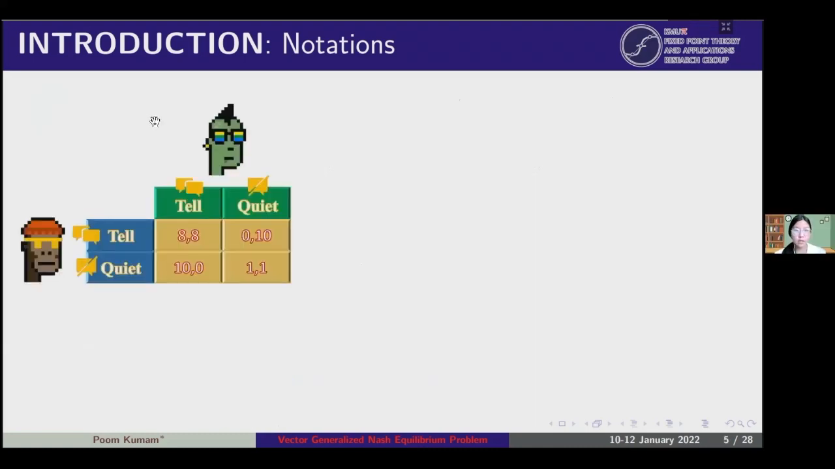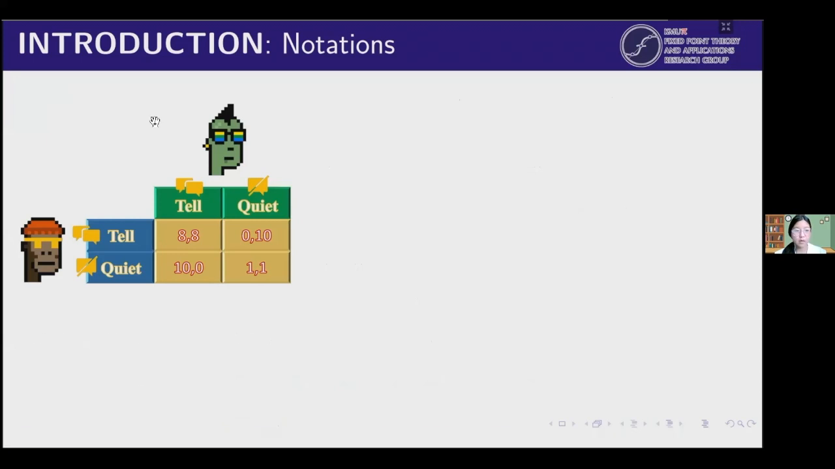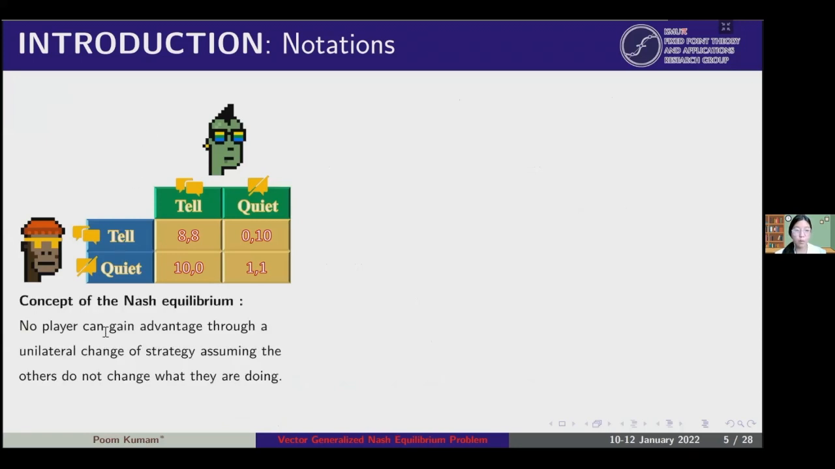Next, we consider the notion of Nash equilibrium. The concept of Nash equilibrium is that no one can gain if the other players don't change their strategy. We give you a simple scenario known as the prisoner's dilemma. The police have 2 suspects. The first suspect, we call him player 1, and the second suspect, we call him player 2. Both players can choose to tell the police, or they can keep quiet.